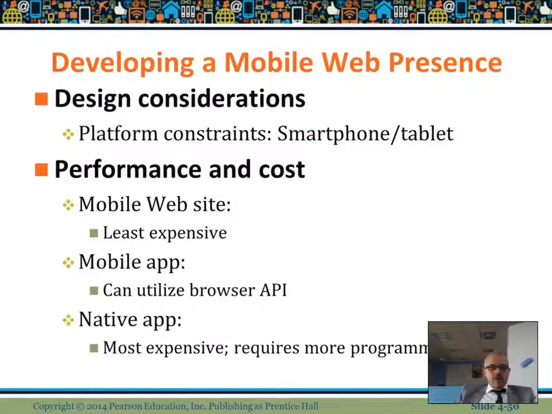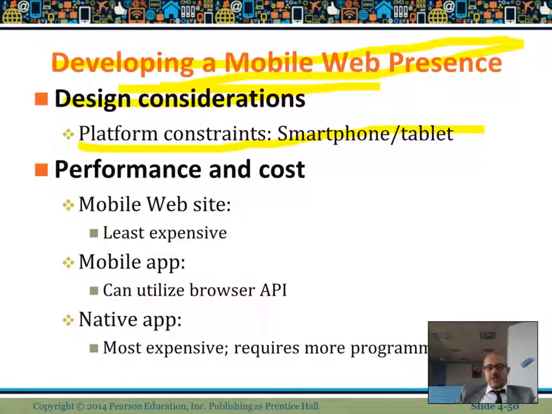In developing a mobile web presence, it says platform constraints: smartphones, tablets. So you need to design considering a smartphone or a tablet. There is now software that helps you build mobile applications, but you need to make sure how your website will look on a tablet, on a Samsung, on a Lenovo, on all of those types. How does it work on a Galaxy 4, 5, 7, on a Note 1, 2, 7, 6? Each one has its own different size, so how will that work?